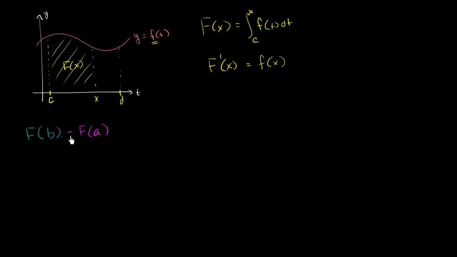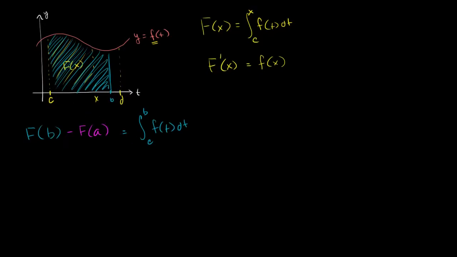So F of b, and we're going to assume that b is larger than a. So let's say that b is right over here. F of b is going to be equal to, you just literally replace the b where you see the x, the definite integral between c and b of f of t dt, which is just another way of saying the area under the curve between c and b. So this F of b, capital F of b, is all of this business right over here.